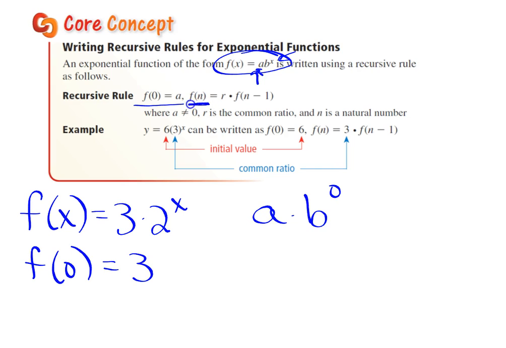Then this is where it gets funny. F of n is equal to r. What was r? Yeah, that percent of increase or decrease times f of n minus 1. What does n minus 1 mean?